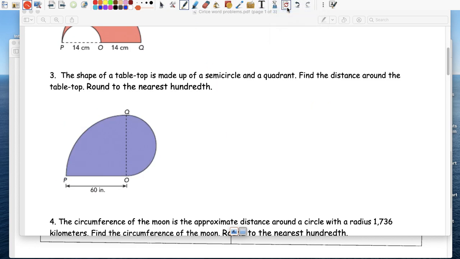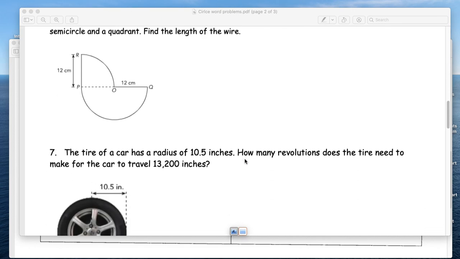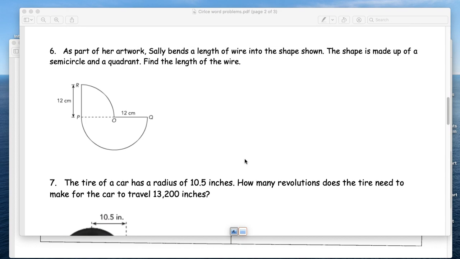Again, a little bit of work, but nothing crazy. I have this question. 2 more questions. Alright, as part of her artwork, Sally begins, blah, blah, blah. The shape is made of a semicircle and a quadrant. Find the length of the wire.